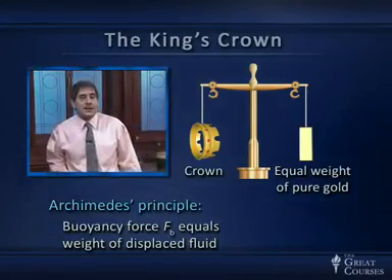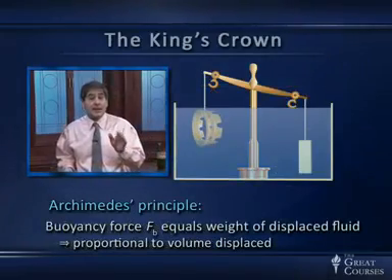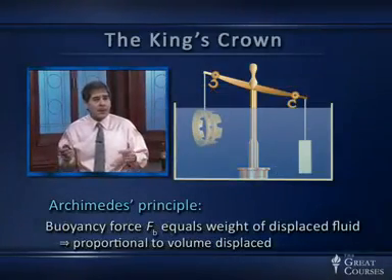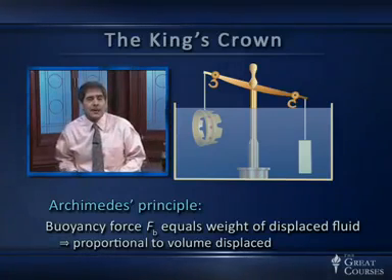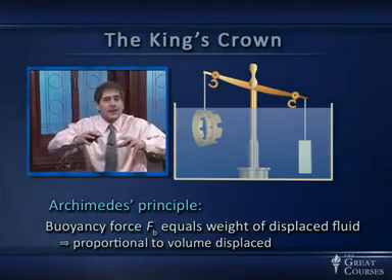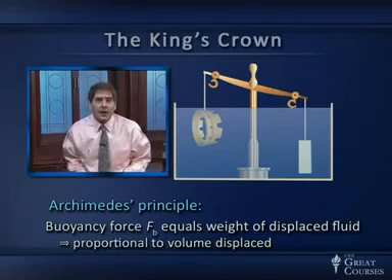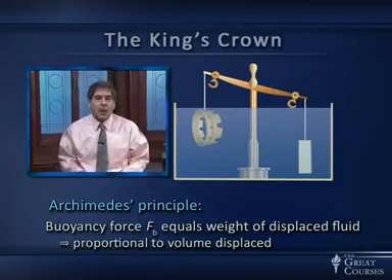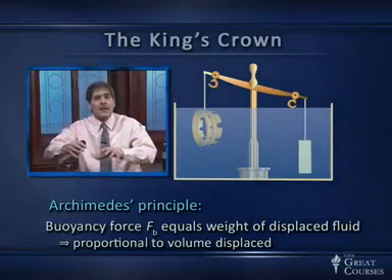Now you submerge that system in water, and what purportedly happened in the case of the king's crown is the two went out of balance. What does that mean? It means the buoyancy force on the crown is greater than the buoyancy force on the pure gold. And what does that mean? Well, it means that the volume of the king's crown has to be greater than the volume of the pure gold. Why? Because the buoyancy force on the crown is equal to the weight of the displaced water.